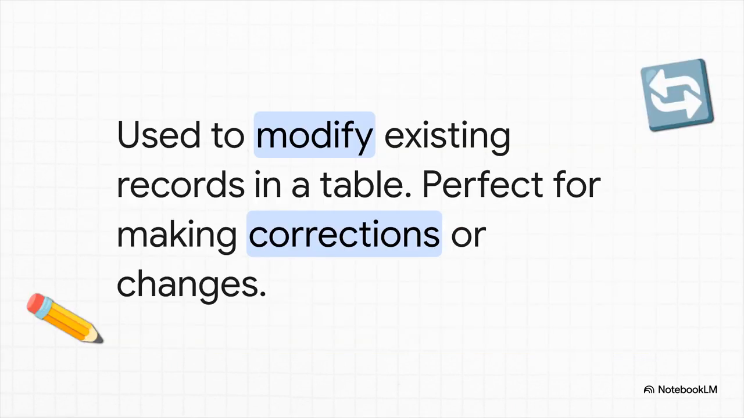But, you know, things change. People get a new email. Maybe we made a typo when we first entered their name. So what do we do? That brings us to U for update. This lets us go back and change information that's already in a file.